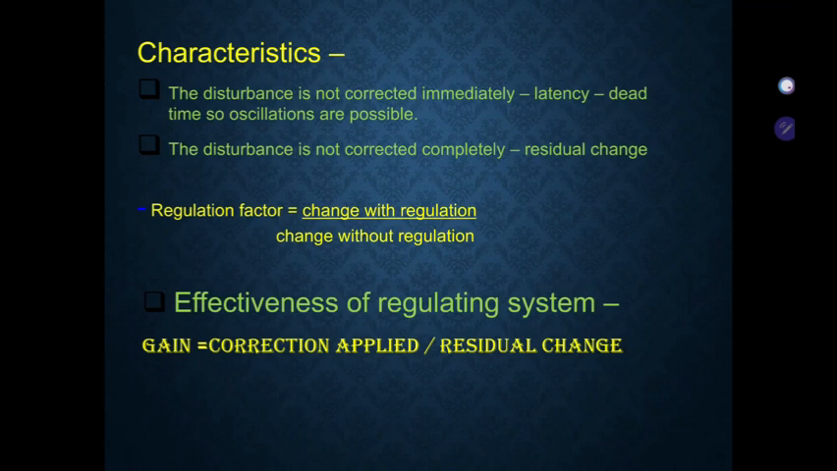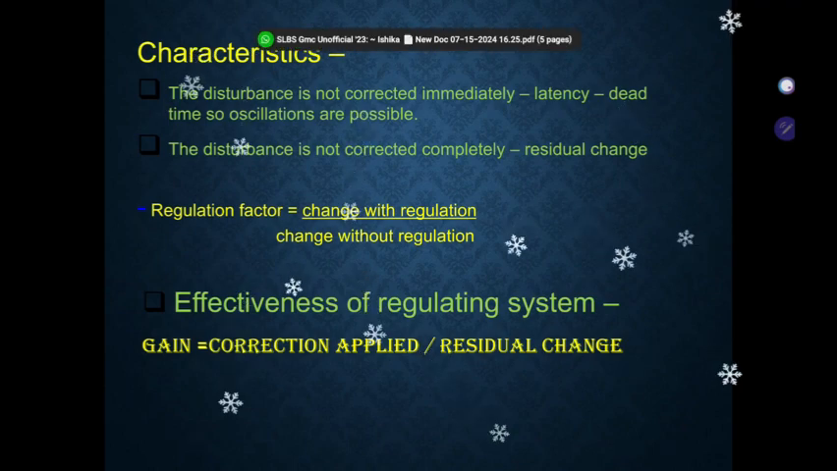Characteristics of negative feedback mechanism. The disturbance is not corrected immediately. There is latency and dead time, so oscillations are possible. The disturbance is not corrected completely as well, so there is going to be residual change. What is the regulation factor for this mechanism? It is the change with regulation divided by the change without regulation. The effectiveness of the regulating system, that is the gain of the system, is equal to the correction applied upon the residual change.